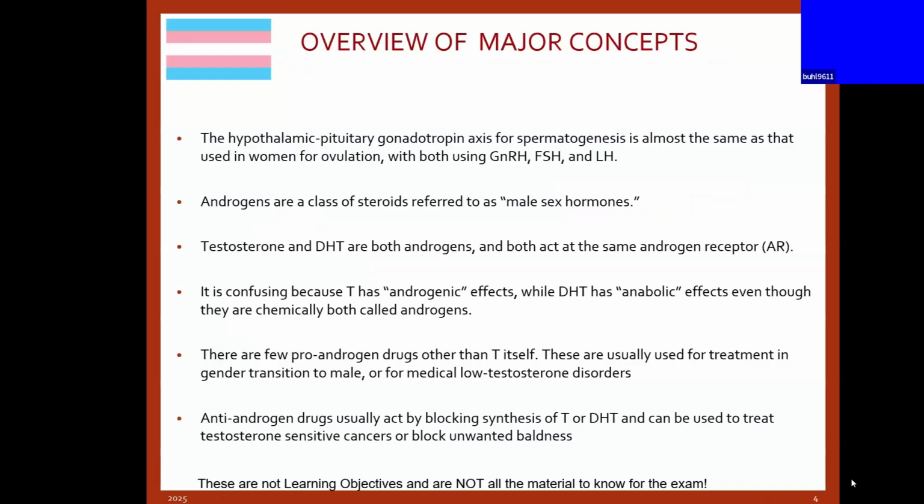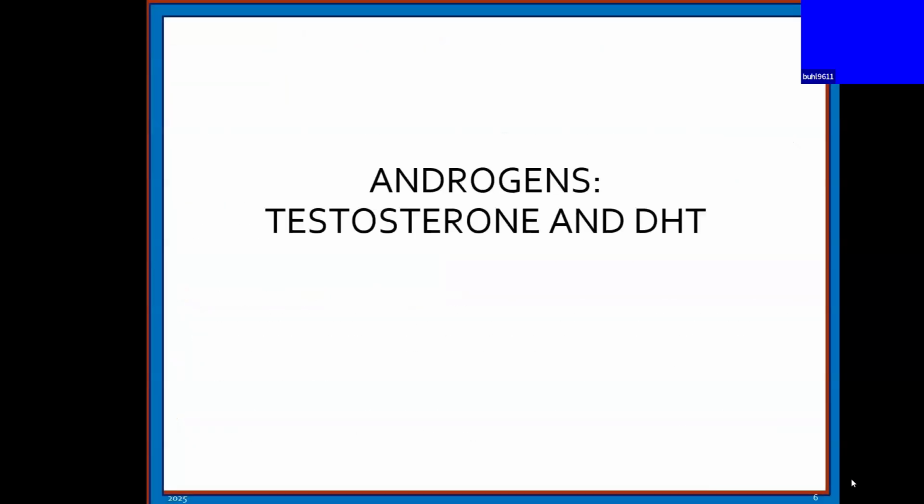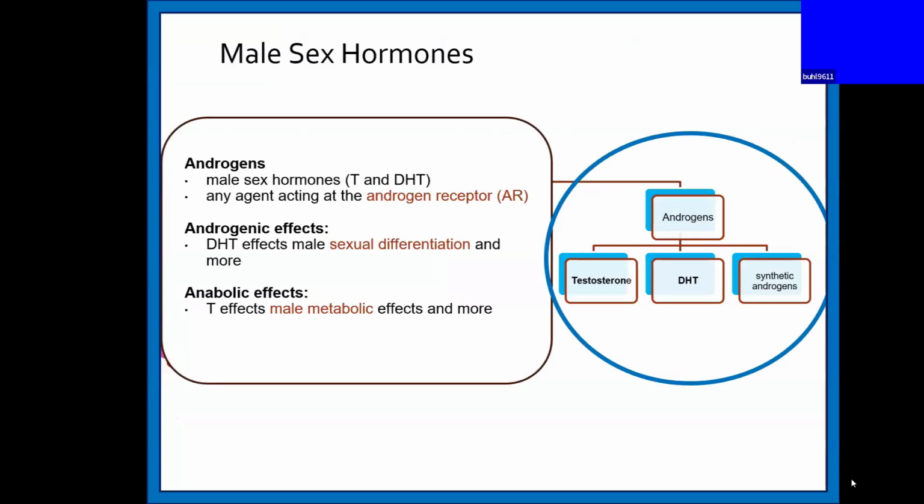All right, so our overview and our learning objectives. So we talked about the androgens. Those are anything that acts at the androgen receptor. And that includes the physiological testosterone and DHT, and it also includes physiological agonists that are synthetic androgens.